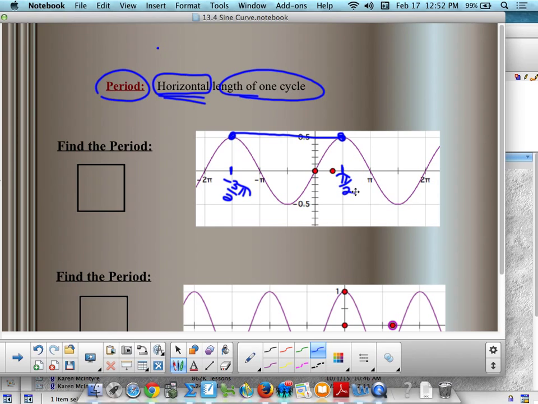So how far did I really travel here? What's the period? 2 pi. Now Brady says it, but do you see it, guys? That is 2 pi. Could you have done this? Could you have done bottom to bottom? Yep. That's still 2 pi, right?